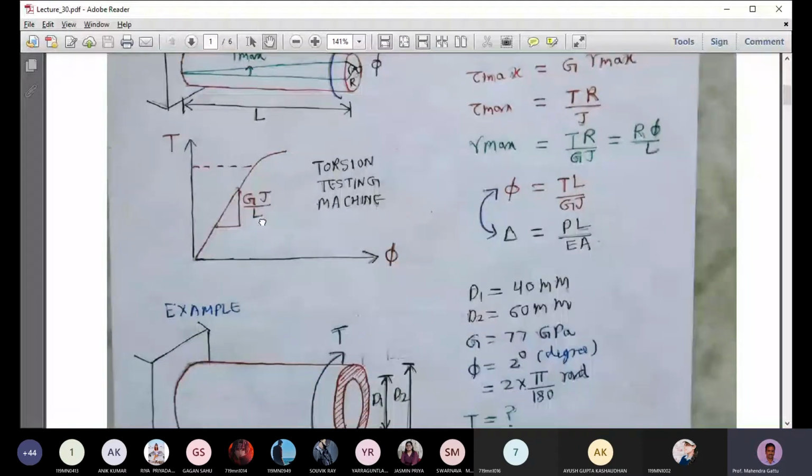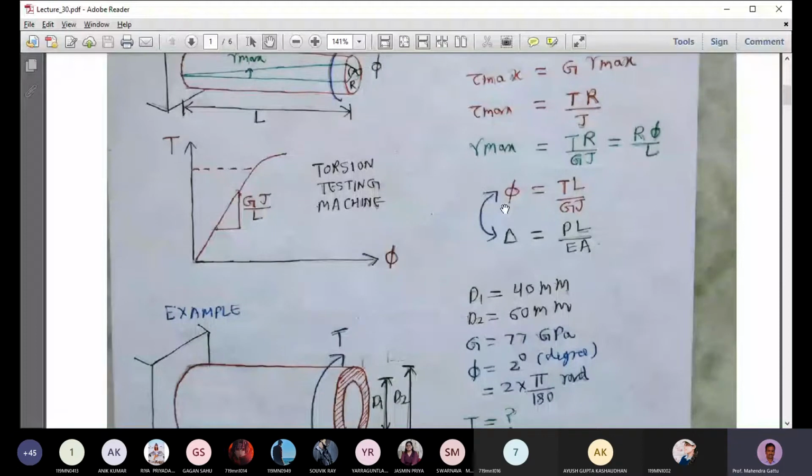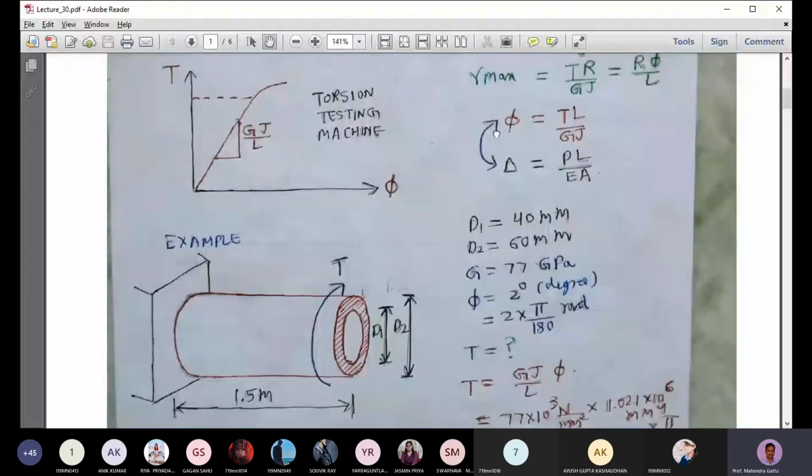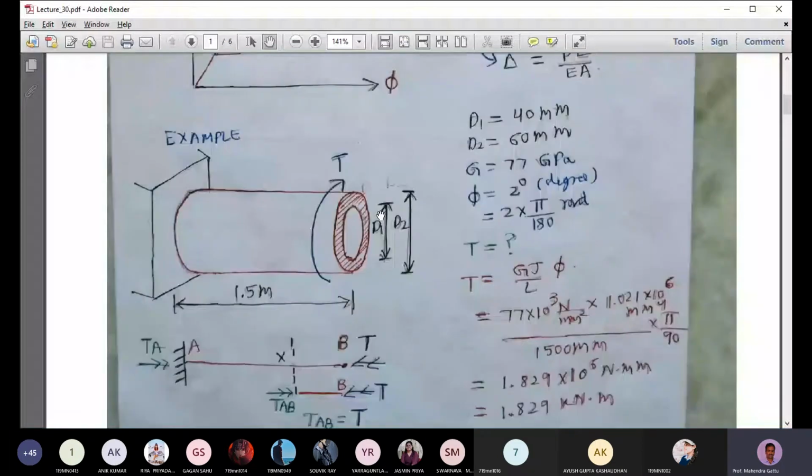With this, we can apply this formula and find out the torque required to produce a certain angle of twist. In this problem, we have a hollow circular tube with inner diameter d1 and outer diameter d2, and we are applying a torque, which we don't know yet. The length is 1.5 meters, and it is fixed at the other end.